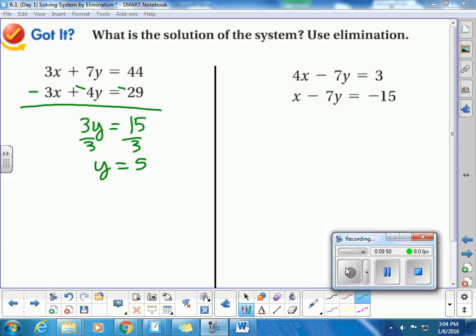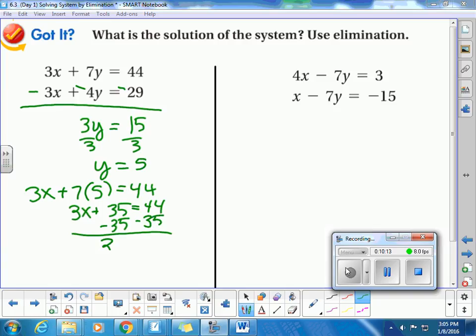Not done. I have to pick one of them to put it into. Doesn't matter which one. Let's go at the top. 3x plus 7 times 5 equals 44. 3x plus 35 equals 44. Subtract 35. 3x equals 9. Divide both sides by 3, we get x equals 3. So now we have the ordered pair 3, 5.